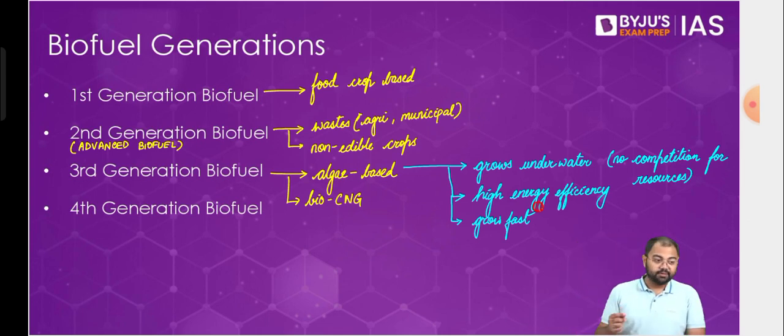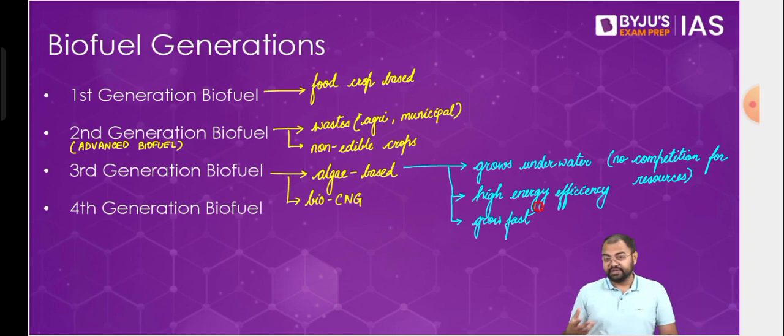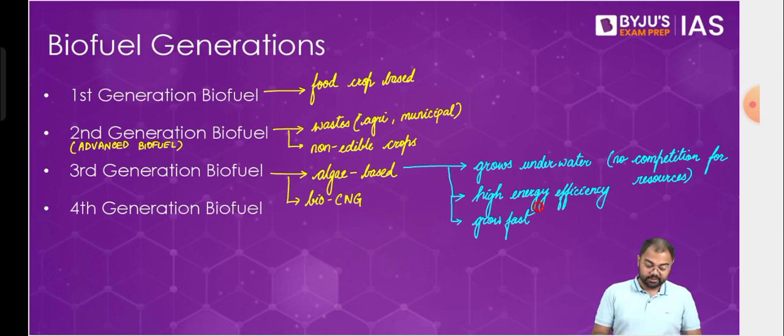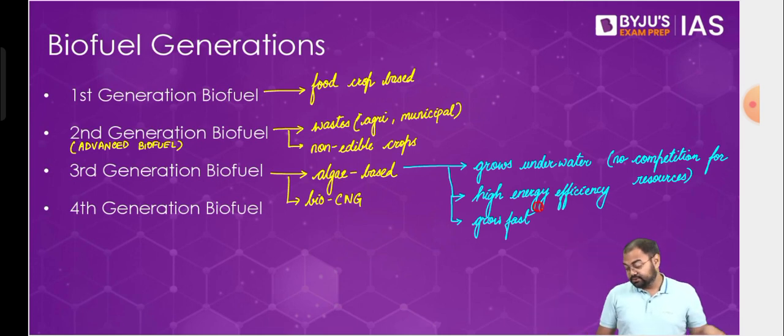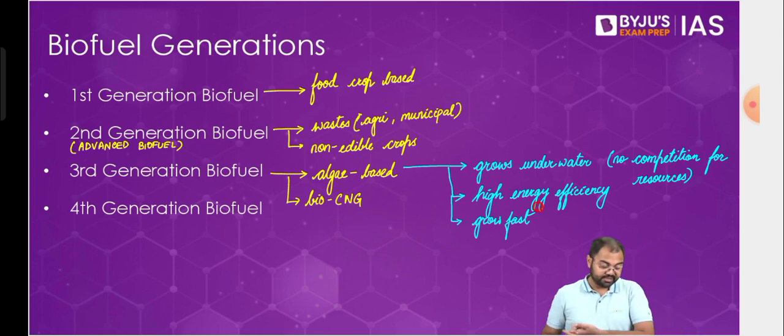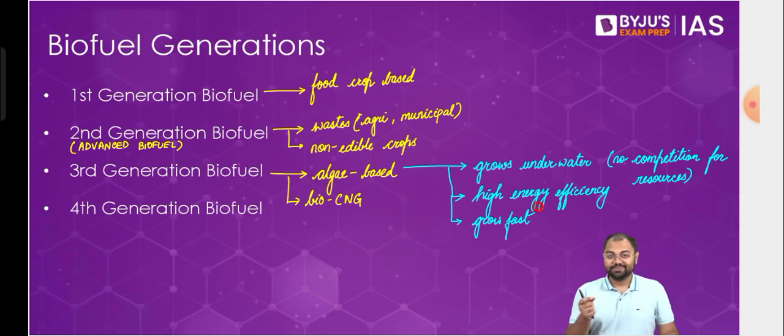But when it comes to algae, algae can grow very fast, and within a week, within 10 days of time, we'll see that algae will be ready. Algae will be available, so that now production of biofuel can happen from there. So that's why we see that they grow very fast. They grow very fast, they have higher energy efficiency, and there is no competition for resources. And that's why algae-based biofuel is set to be the future. It's set to be the future.